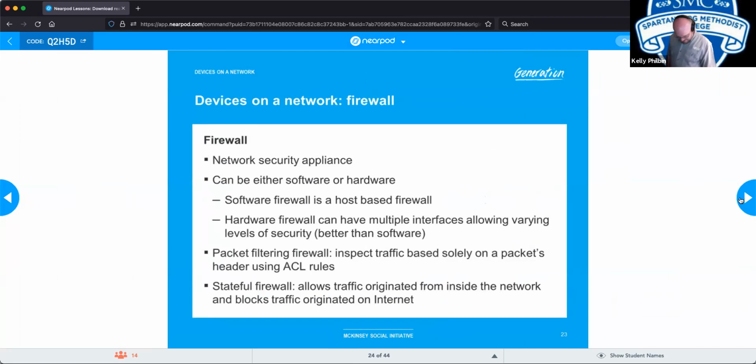Devices on a network, continued. Firewalls: they can be your best friend or your worst enemy.